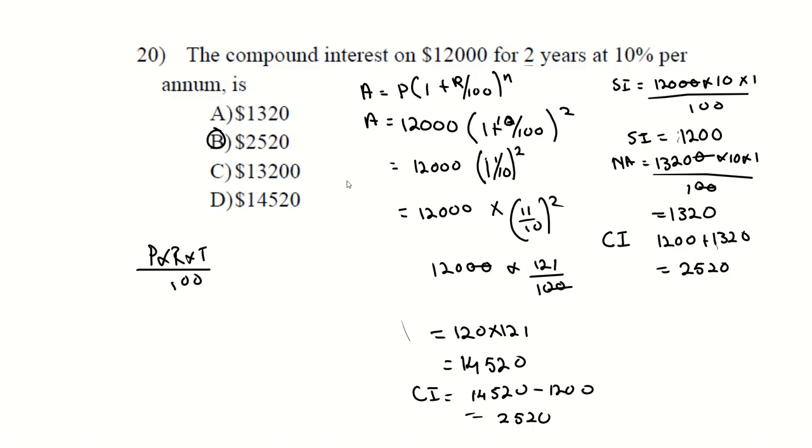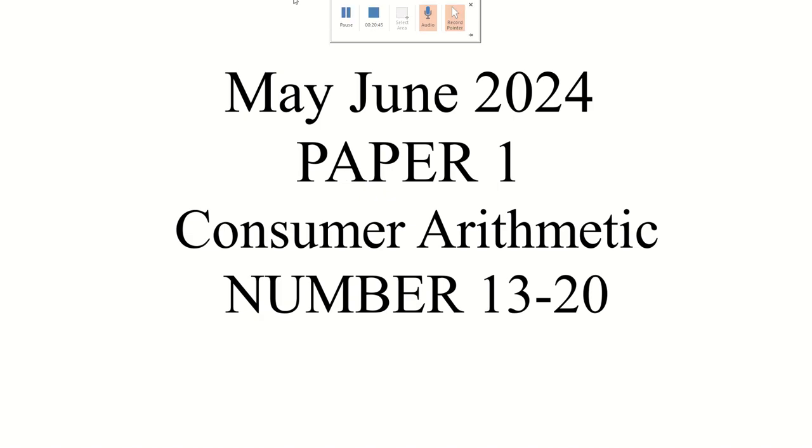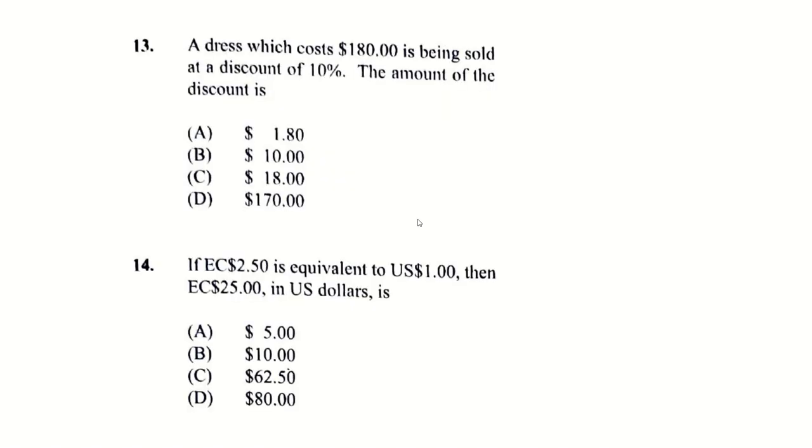Okay, so now we're going to look at May, June 2020, Paper 1, Consumer Arithmetic, and Consumer Arithmetic is number 13 to 20. Alright, so the next thing we're going to do, number 13: a dress which costs 180 is being sold at a discount of 10%.